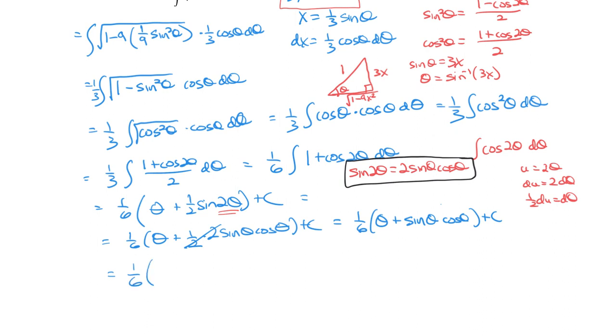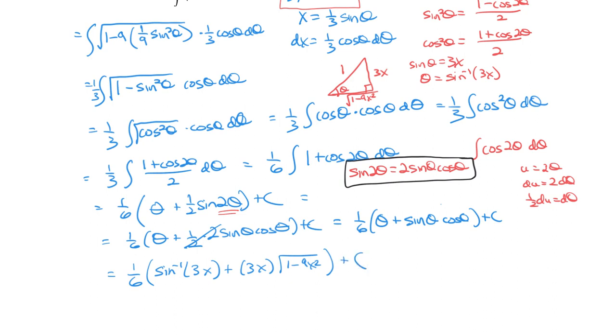So 1/6 theta, theta is inverse sine of 3x. And then plus sine of theta, well, sine of theta is 3x. Cosine of theta, if we look over here, cosine of theta is adjacent over hypotenuse, so that's just going to be the square root of 1 minus 9x squared over 1. So that's just going to be the square root of 1 minus 9x squared. And then we have plus c.